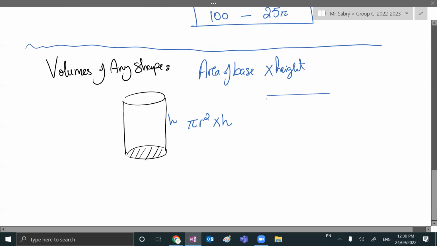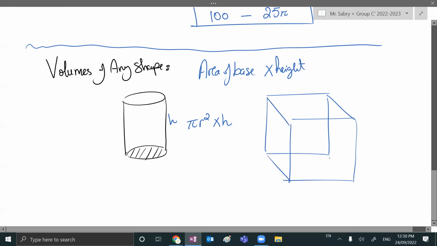So imagine, for example, if we're talking about a cube. The cube has all its sides equal to each other. For the base of the shape, you first go and check what's the shape of the base. The shape of the base here is a square. So what's the area of the base? It's side squared. Multiply that by the height, which is also a side, because all sides of a cube are equal. So it's side power 2 times side, which will become side power 3.